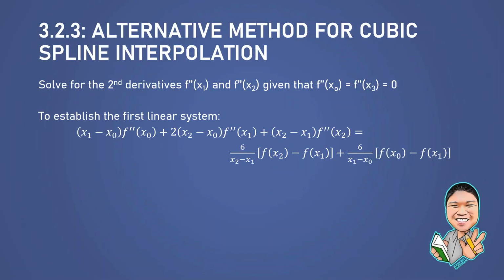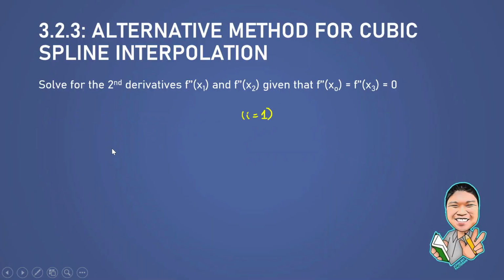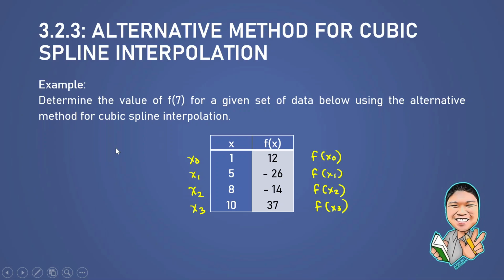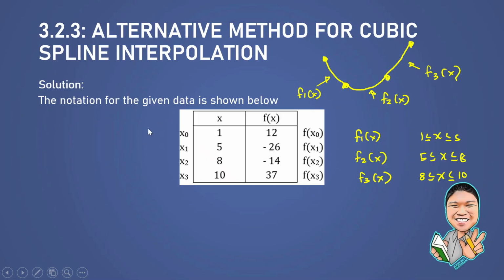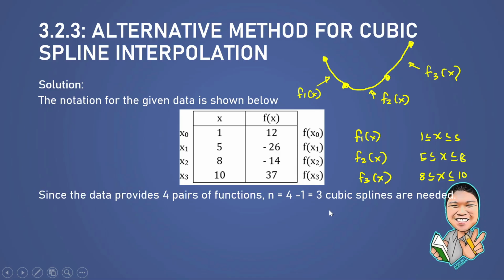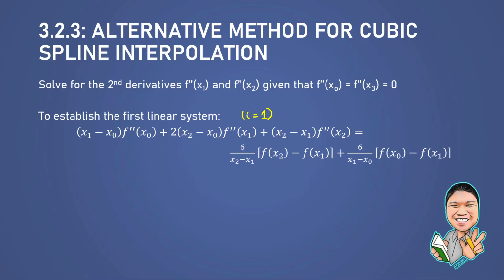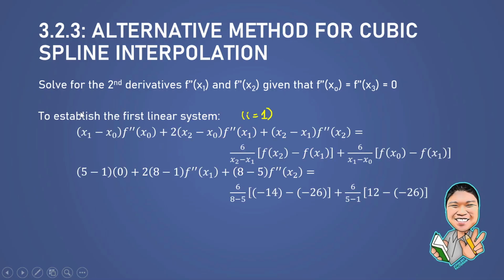Basta isipin nyo muna na yung unang linear system, in-establish natin dito na yung i is equal to 1 tapos sinubstitute ko. And kapag babalikan natin to, do not forget this one. Ito na yung x sub 0, x sub 1, x sub 2, x sub 3, f of x sub 0, f of x sub 1, f of x sub 2, and f of x sub 3. Sinubstitute ko na siya dito ngayon. Halimbawa, yung x sub 1 is 5, x sub 0 is 1.